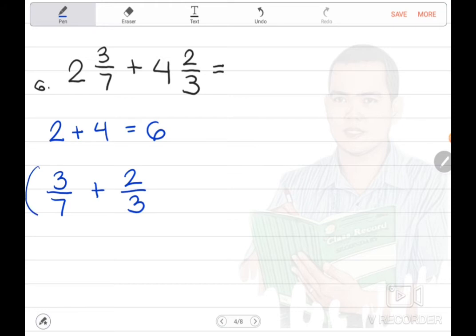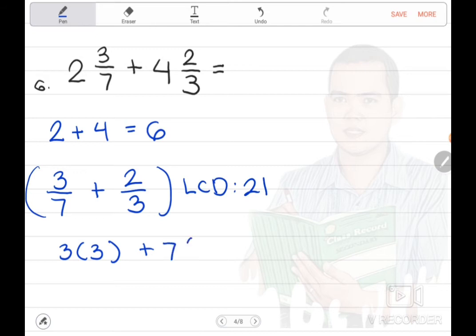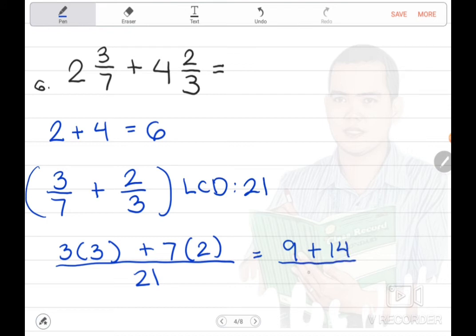Look for the LCD. What is the LCD of 3 and 7? The LCD is 21. So 21 divided by 7, that is 3, times the numerator, which is 3, plus 21 divided by 3, that is 7, times the numerator, which is 2, all over the LCD, 21. What is 3 times 3? That is 9, plus 7 times 2, that is 14, all over the LCD, or the denominator, which is 21. It will give us 23 over 21.